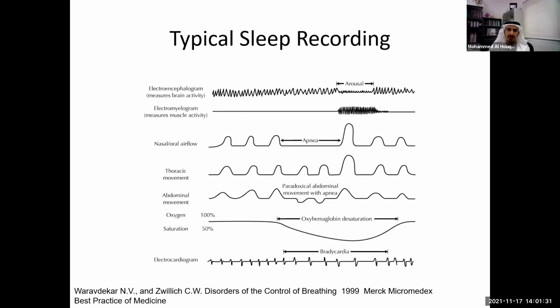A typical sleep recording will look like this, where we monitor the airflow, and if we see a cessation of airflow for more than 10 seconds, we call it an apnea. And if we see a paradoxical chest movement, then that would most likely reflect an obstructive sleep apnea. Most of the time it is followed by oxygen desaturation, bradycardia, and arousal.